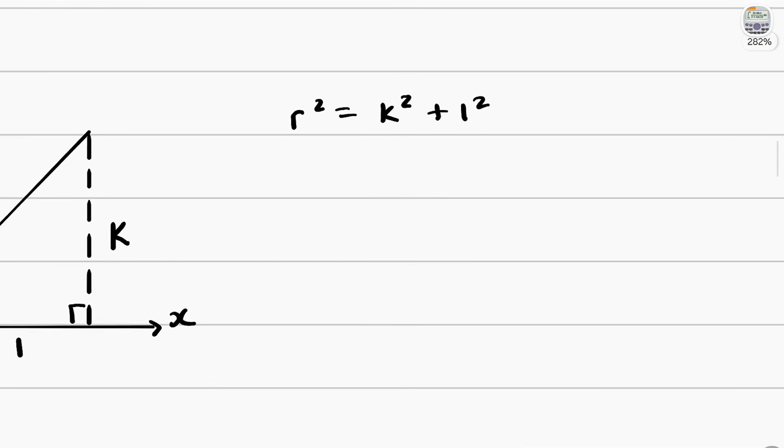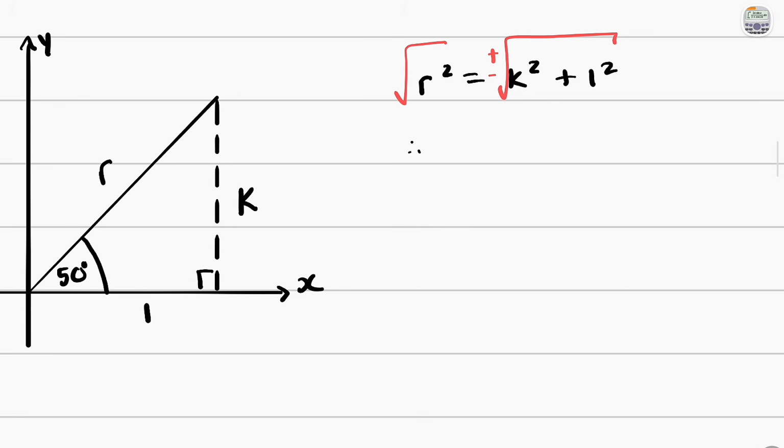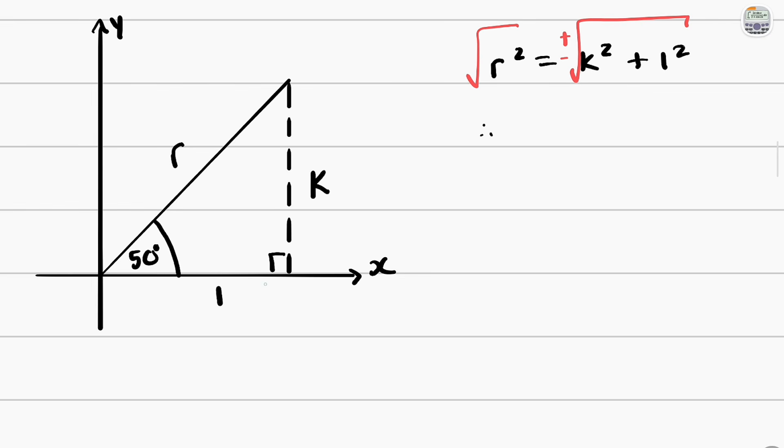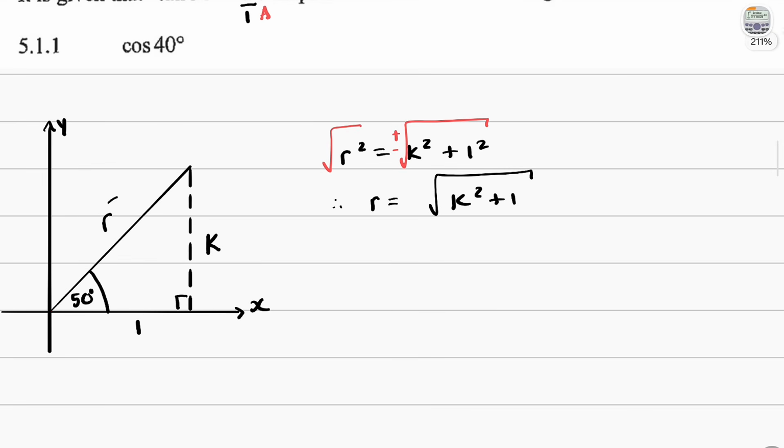And now we just need to solve for r. So at this point, you can go ahead and solve for r by getting rid of that squared, and we need to square root both hand sides. Yes, we considered a positive or negative solution, but r is a radius, so it's always going to be positive. And also everything here is positive because it's in the first quadrant. The x value is positive. The y value is also a positive value. So r is equal to the square root of k squared plus 1.